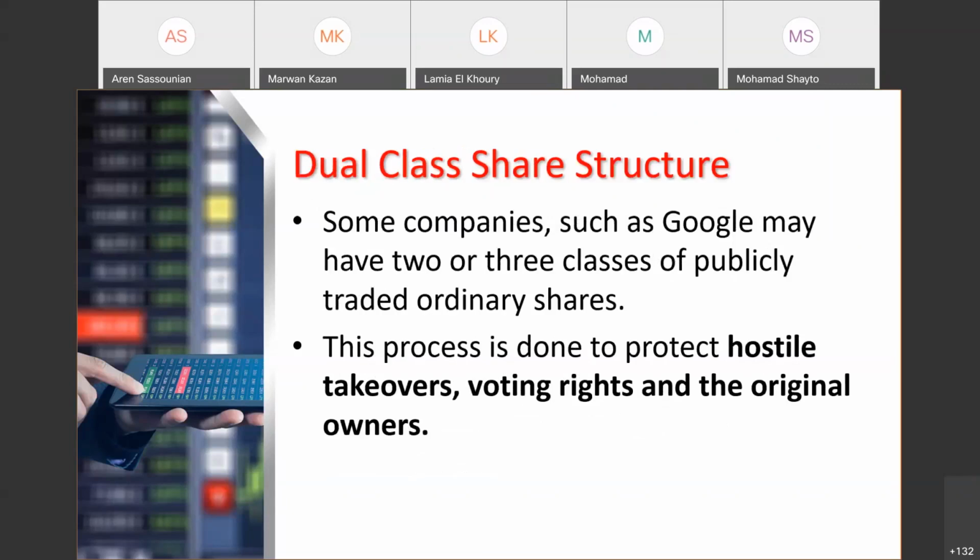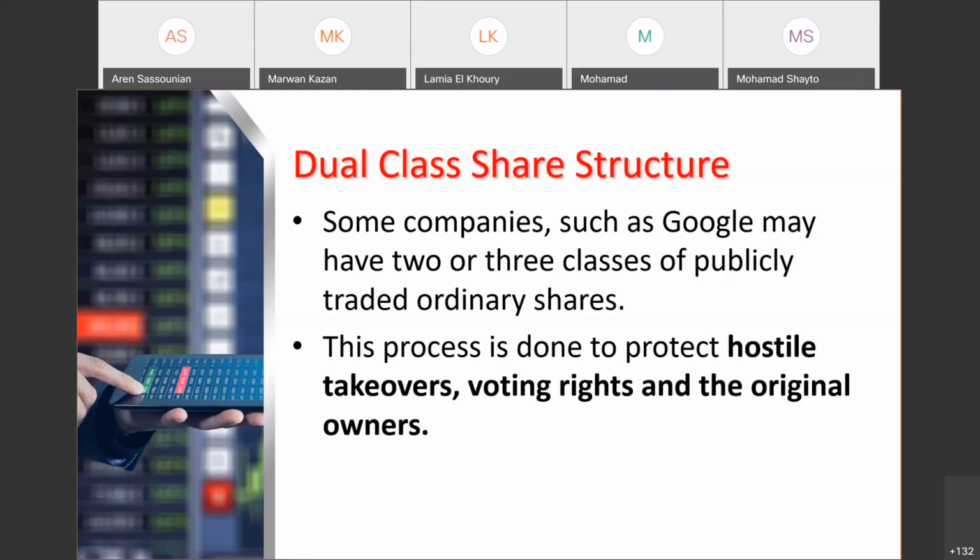So some other companies have something called dual class or triple class share structures. Google's the most famous example. I think Facebook is one as well. This is done to protect yourself from hostile takeovers. Hostile takeovers are a situation where, I don't know, some other people want to buy out your company entirely and remove you from management and take control of it. So if you have a dual class share structure, it's much harder to do this.